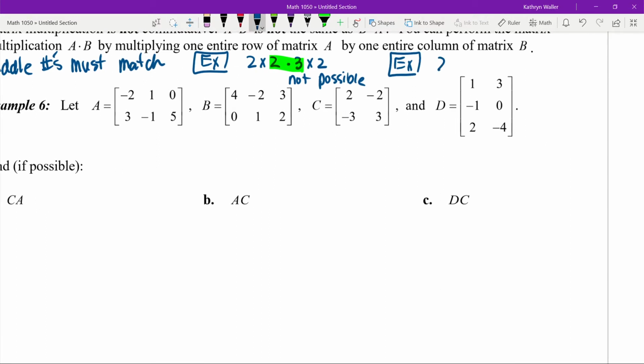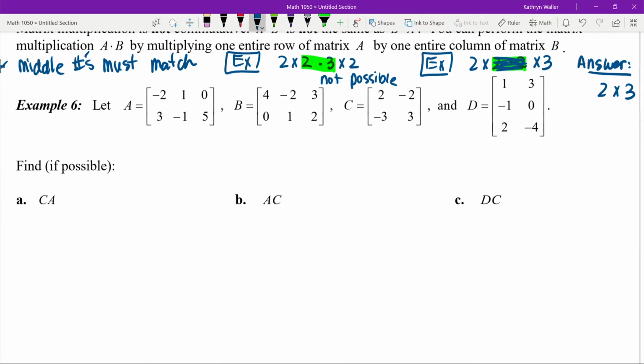If you have a 2 by 2, and you're trying to multiply it by a 2 by 3, look at the middle numbers, they match. So it's possible, okay? Here's something that's important. Write down that the answer will be, if you get rid of the things that match, the 2 and the 2, what do you have left? A 2 by 3. So the answer would be a 2 by 3, okay? That's important that you understand that.